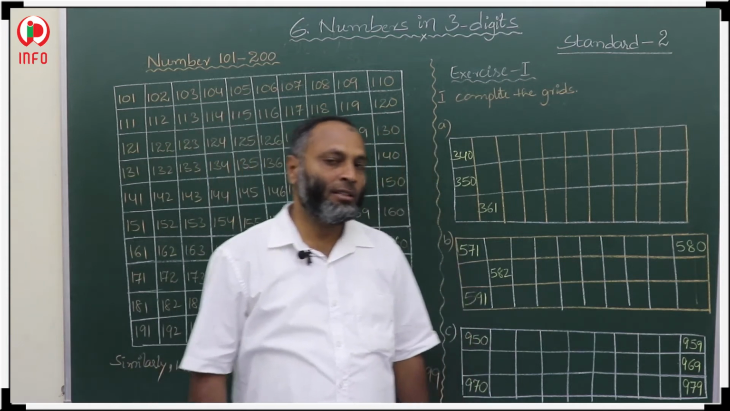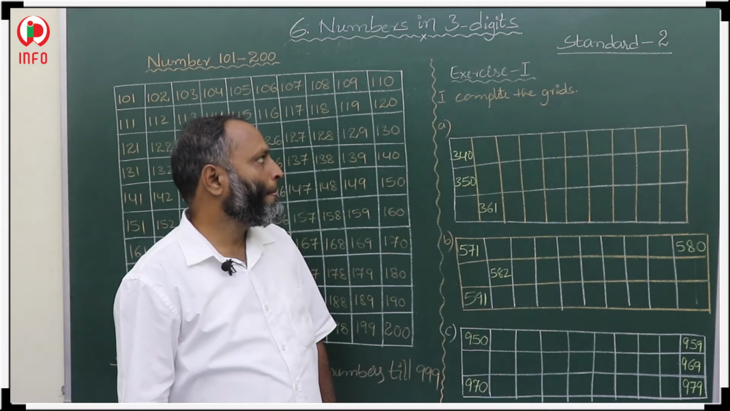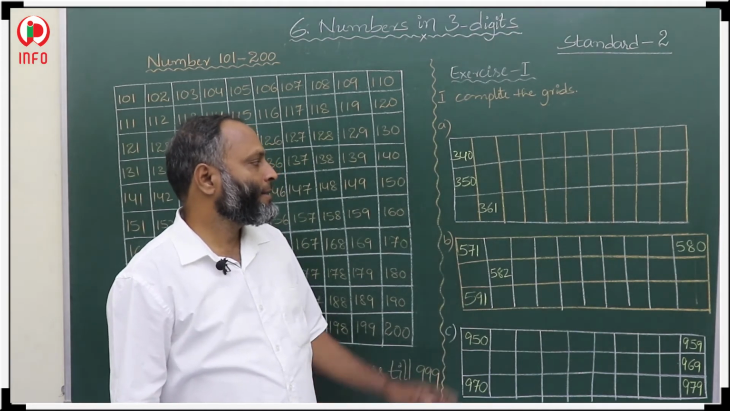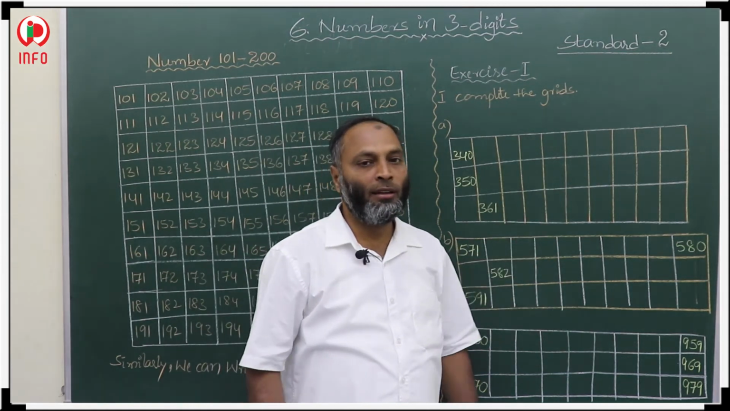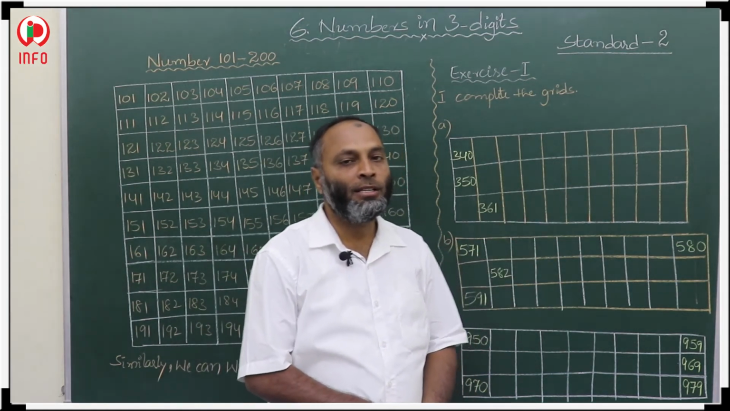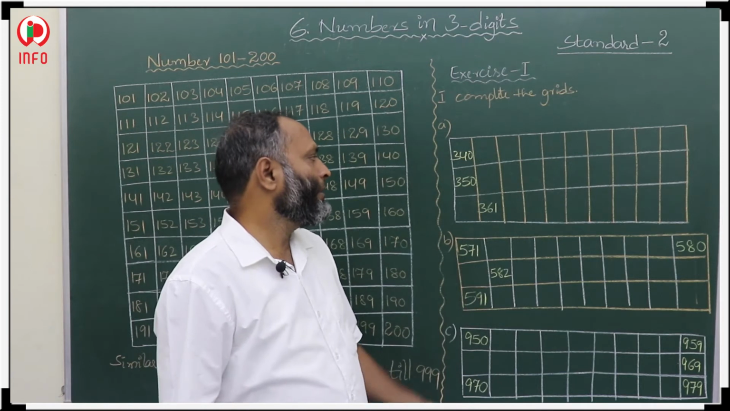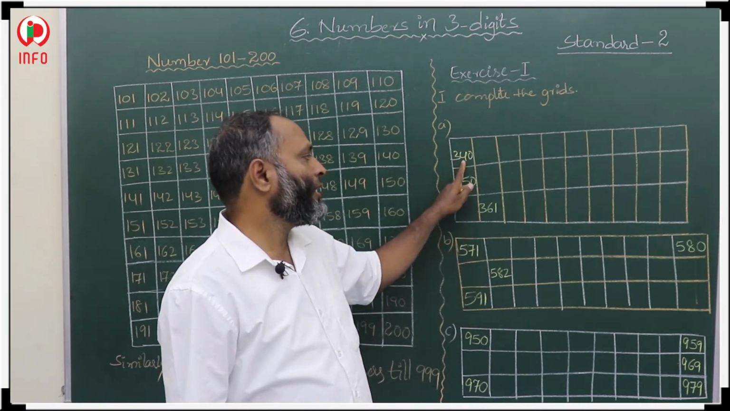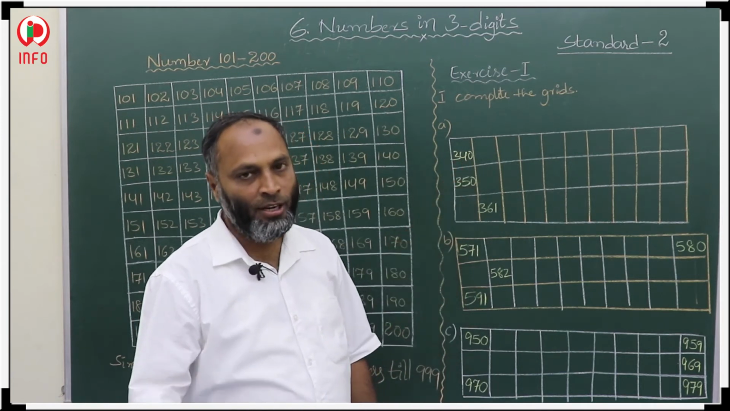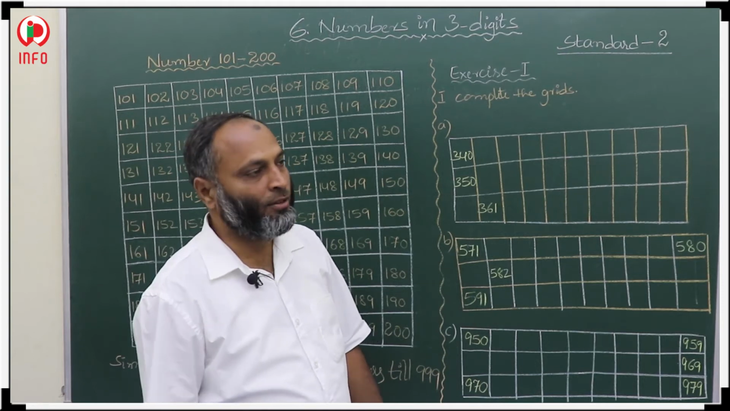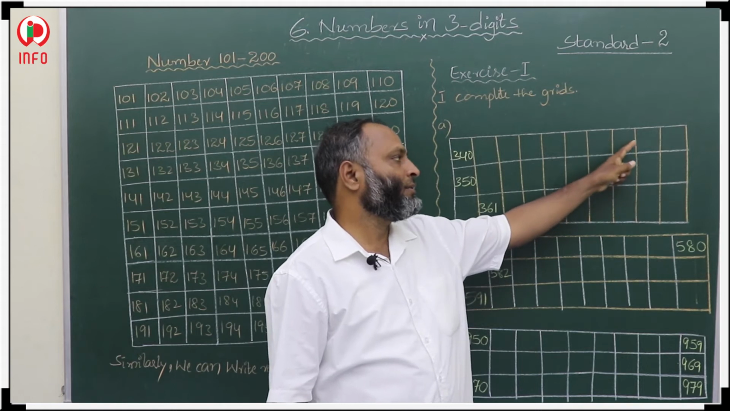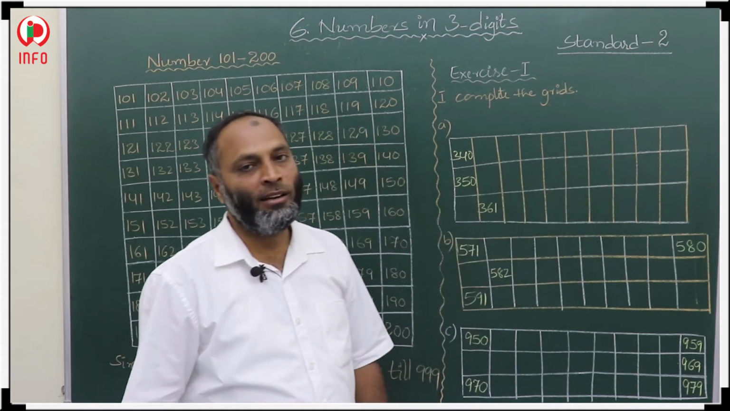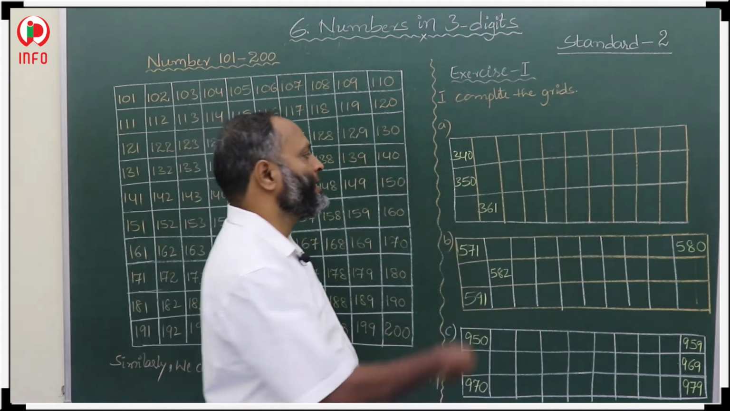Okay students, next here in the exercise, some numbers are given, so we have to complete the remaining grids. Here see how to complete the remaining grids. Here 340 means we have to take the successor: 40, 41, 42, 43, 44, 45, 46, 47, 48, 49. Why? Because 300 is given. The 300 is the same, we have to keep.